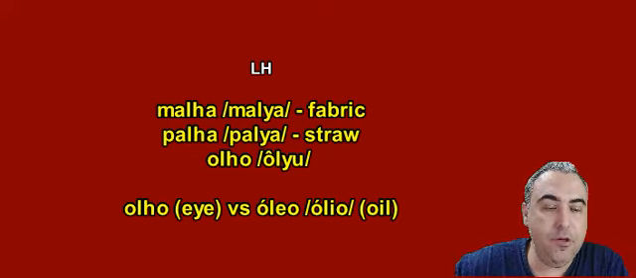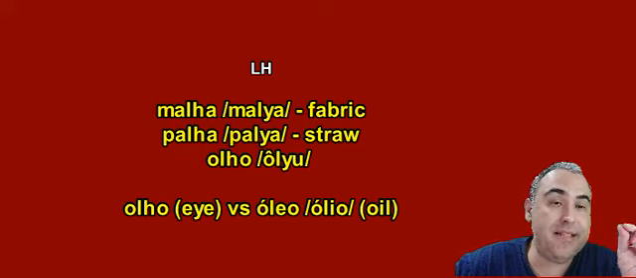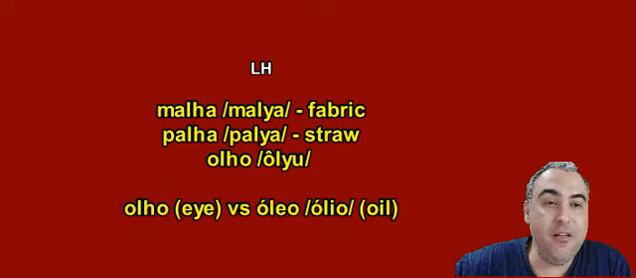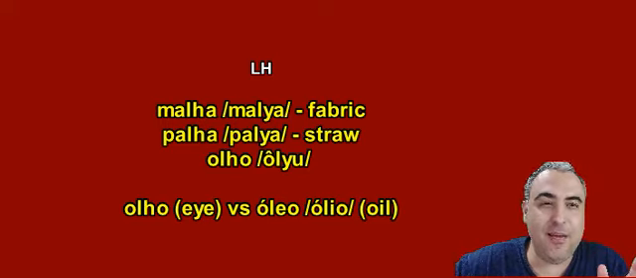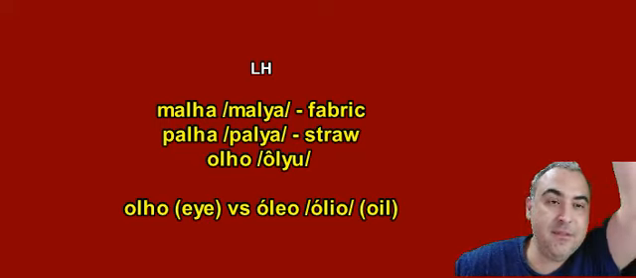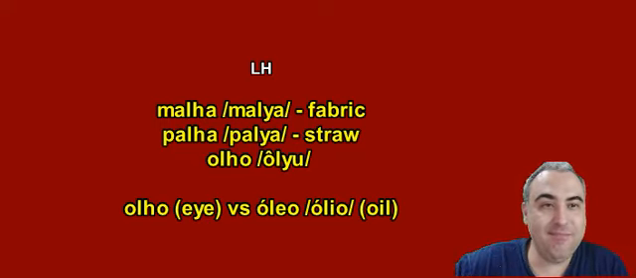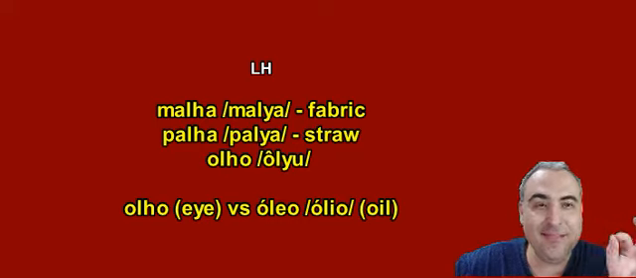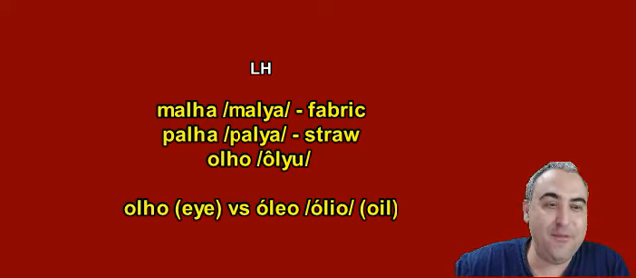Olho, an eye. Okay? So be careful not to mistake it with a simple L plus an I sound. Olho is eye. Óleo is an oil. It's almost the same. The biggest difference between the two is that olho has a closed O, and óleo has an open O. The distinction is very slight, but it's there.